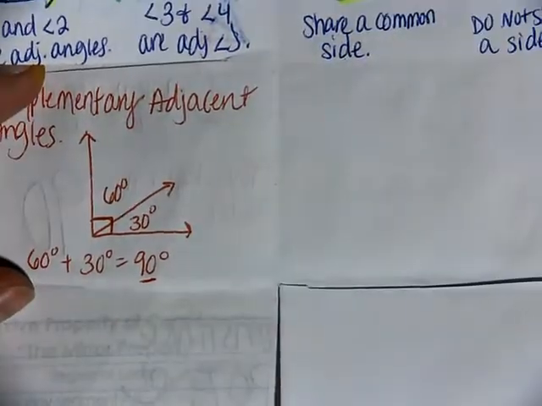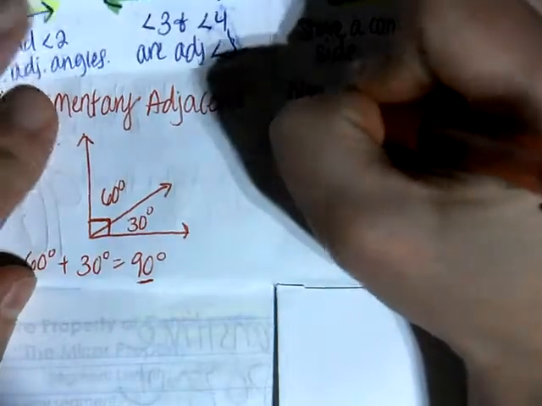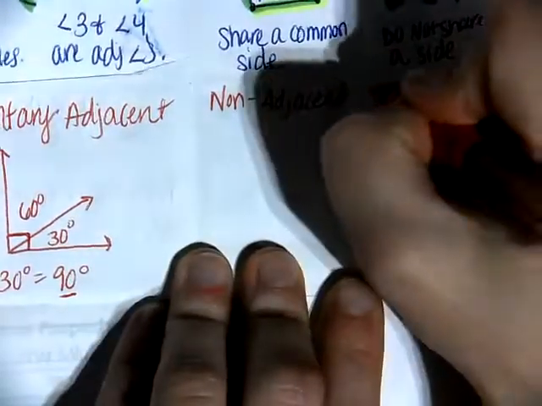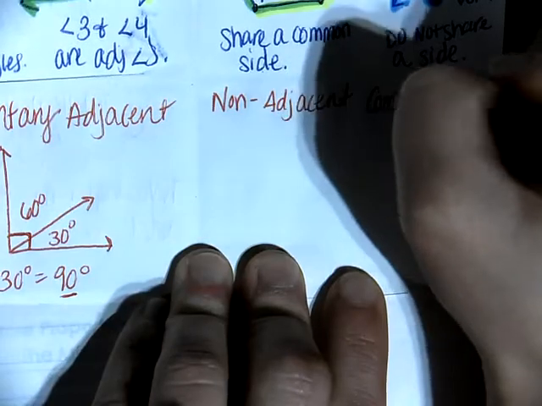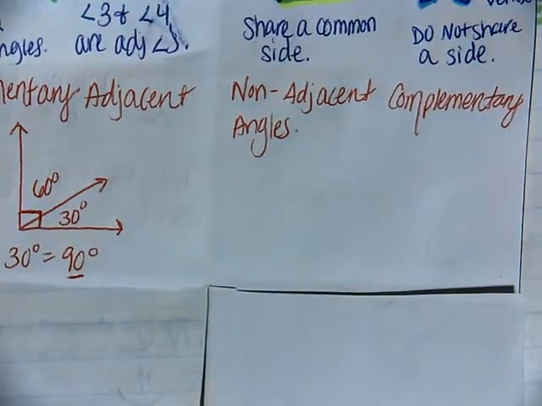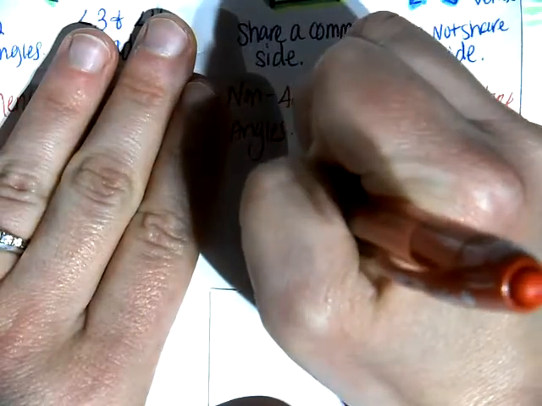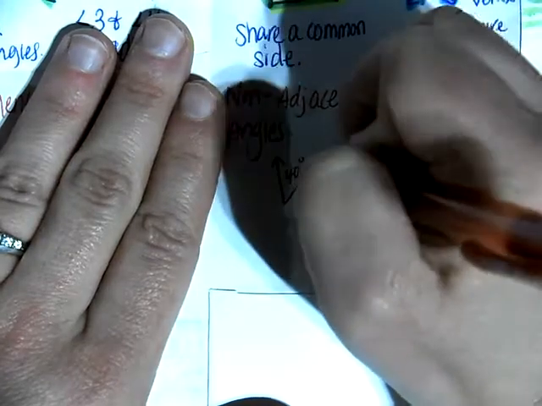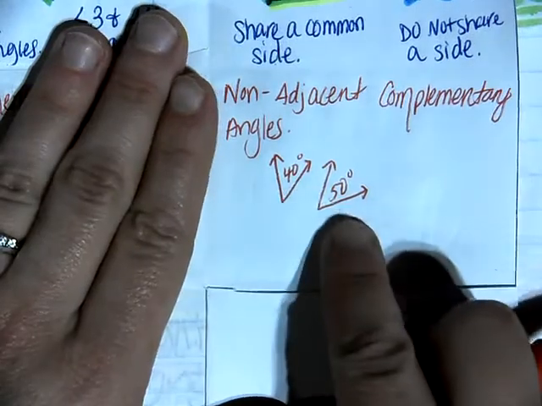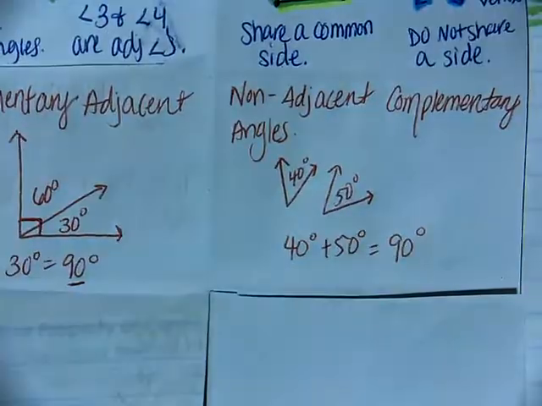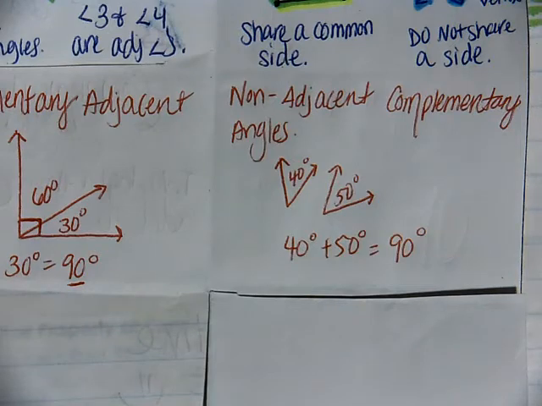This next slide is going to be non-adjacent complementary angles. So complementary angles are allowed to be non-adjacent. They might be two completely separate angles, like this angle might be 40 degrees and this angle might be 50 degrees. Together, 40 degrees plus 50 degrees equals 90 degrees. Because collectively they add to equal 90 degrees, they are considered non-adjacent complementary angles.